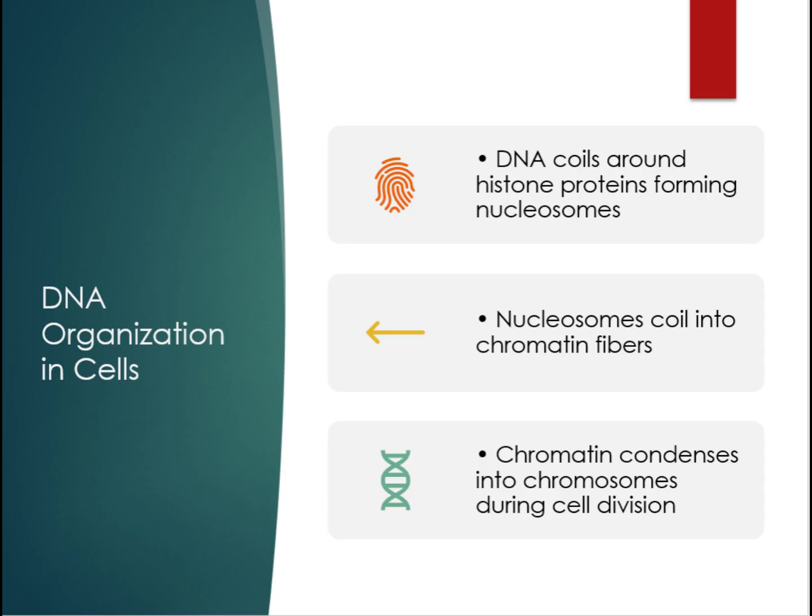DNA organization in cells. DNA coils around histone proteins, forming nucleosomes. Nucleosomes coil into chromatin fibers. Chromatin condenses into chromosomes during cell division.